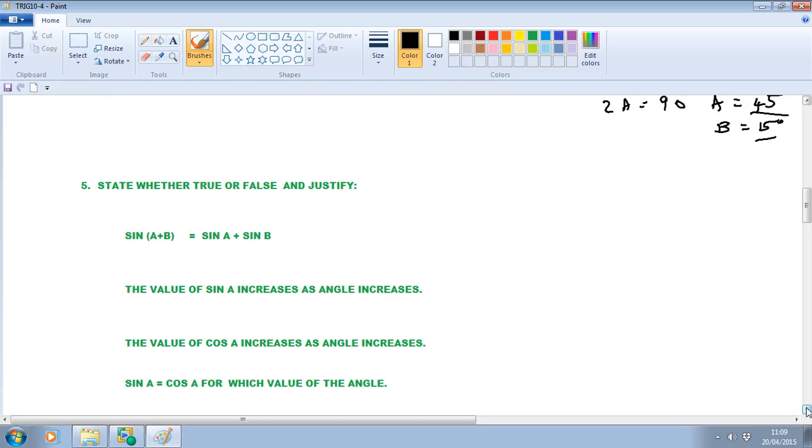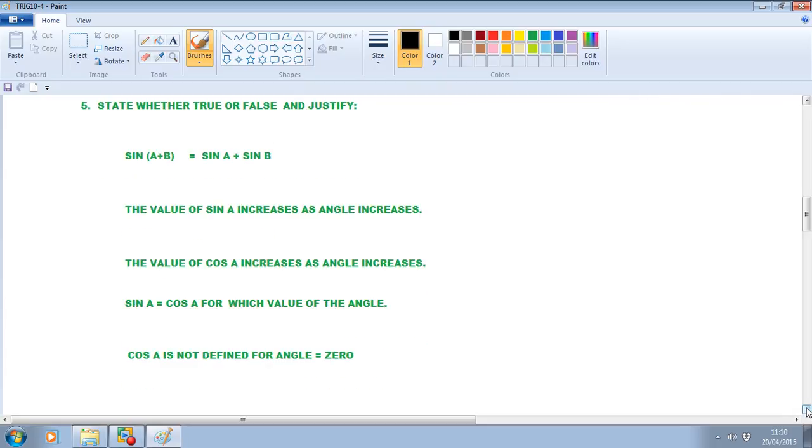So we do these 2 marks questions as much as possible in trigonometry. We will be sure about the basics. We will remember the values. Then we can do big problems easily. State whether true or false, or justify: sin (A plus B) is equal to sin A plus sin B. Correct? No.